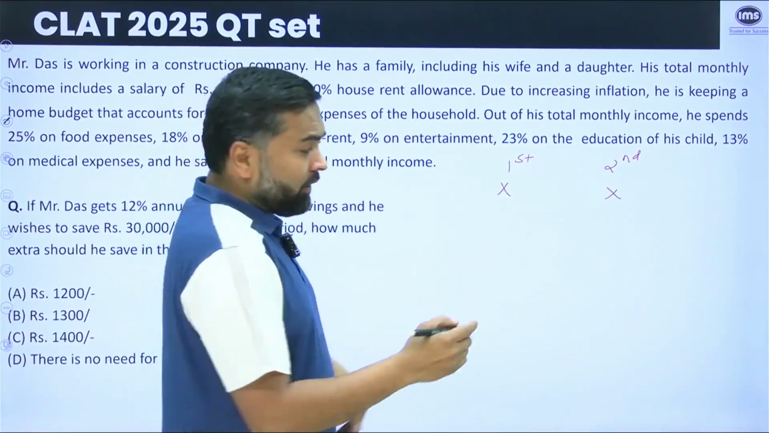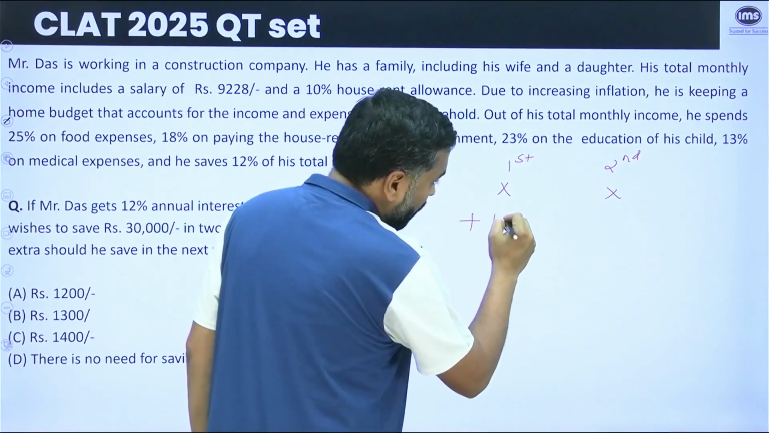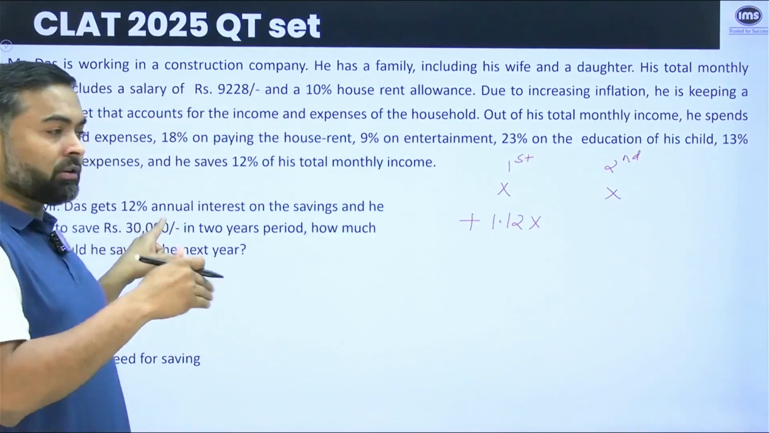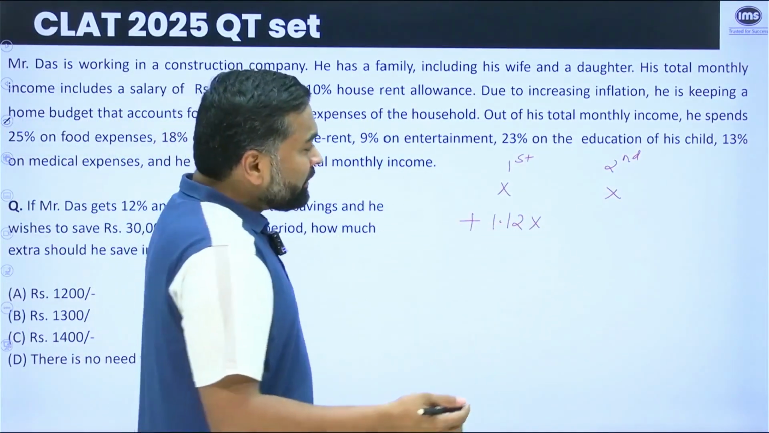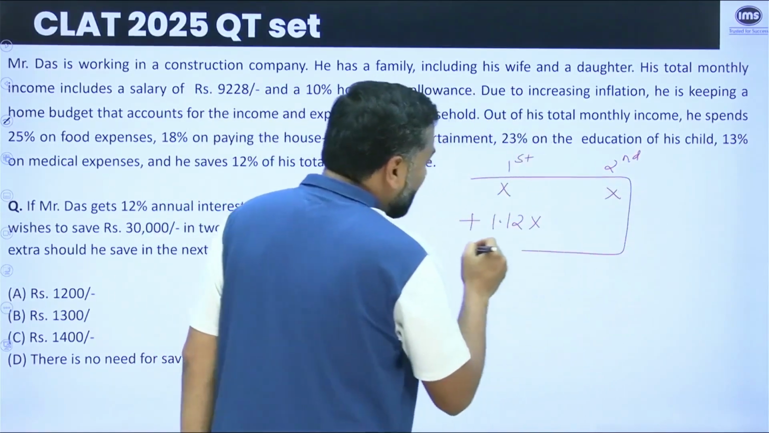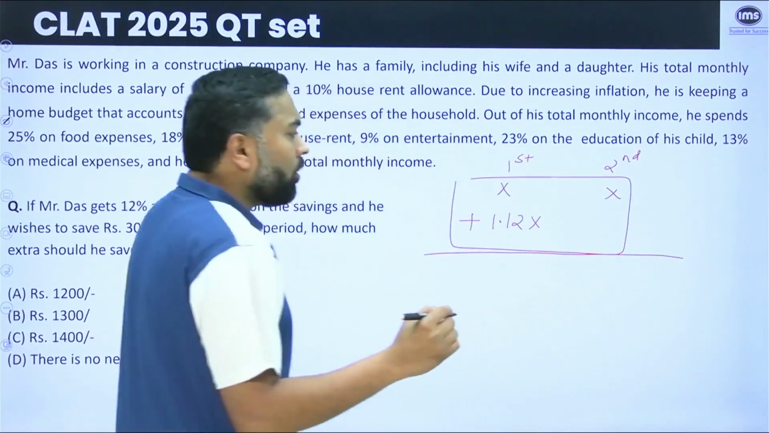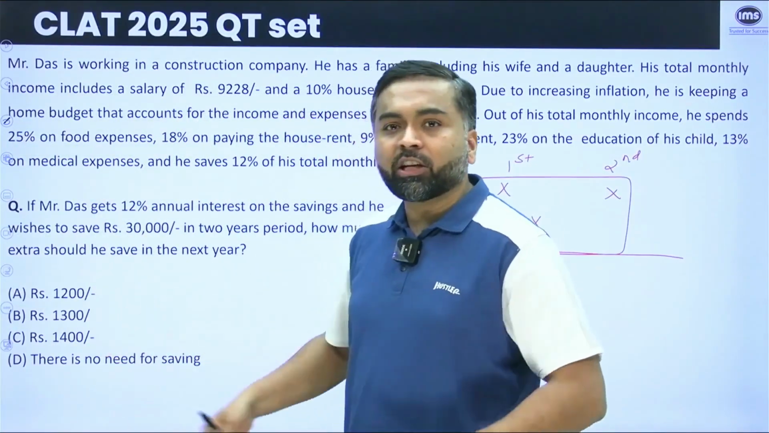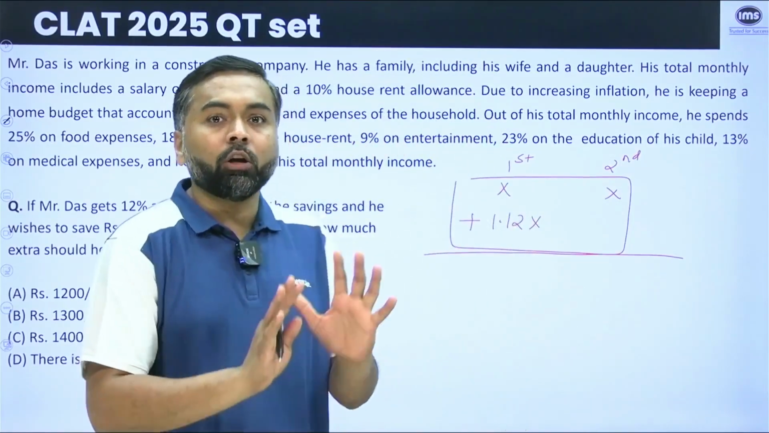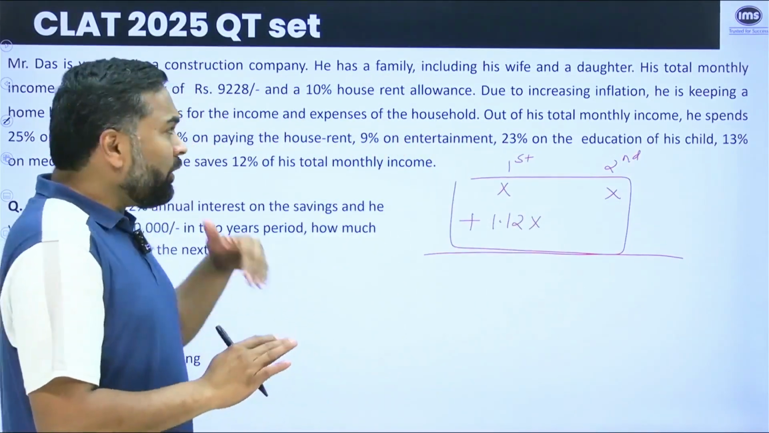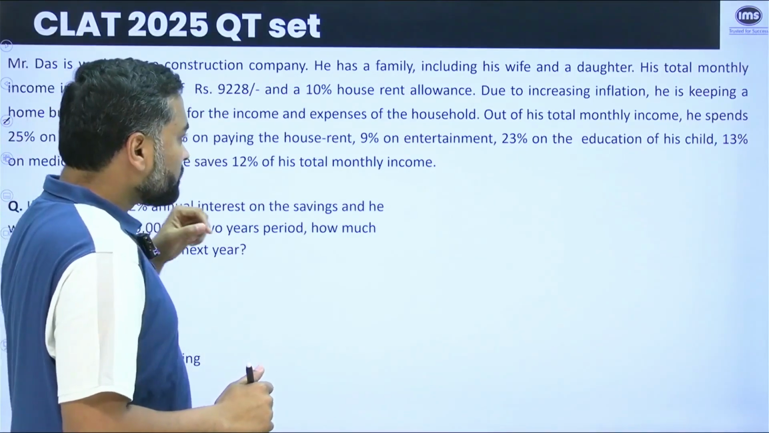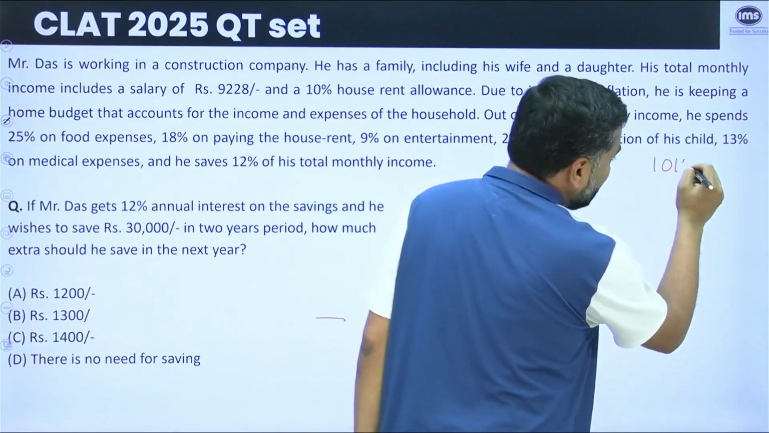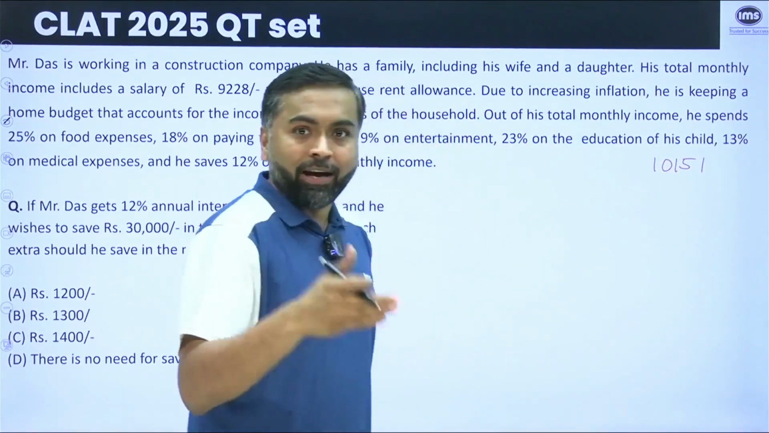But on the first year saving, he is supposed to get 1.12x because he is getting 12% interest on the first year. Now we need to figure out whether this amount is 30,000 and above or not. If it is less, then in that case, how much is the extra saving he is supposed to be doing? This is what the question is all about. Correct? Now let's see how we can approach this question. So in the previous question, we had calculated that we will assume the monthly income to be 10151.